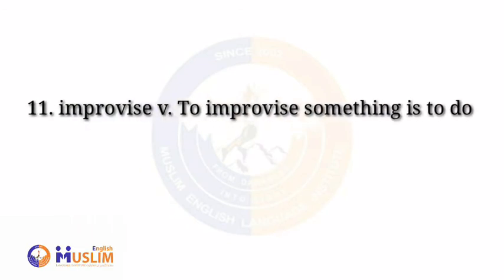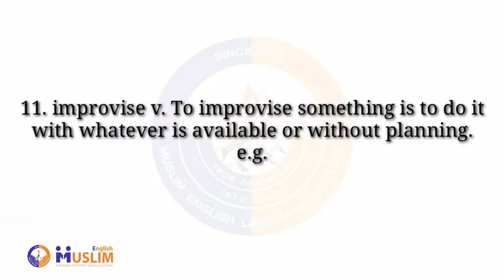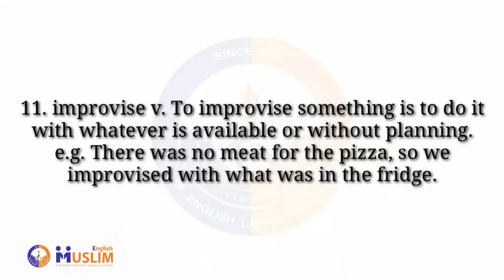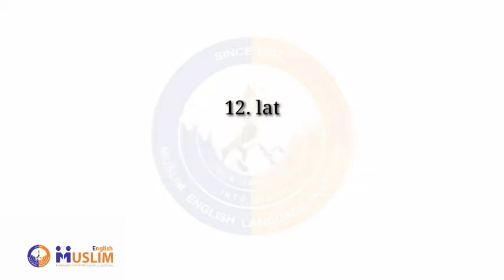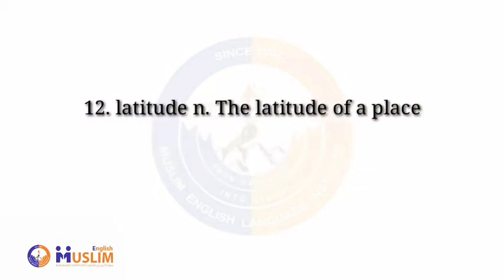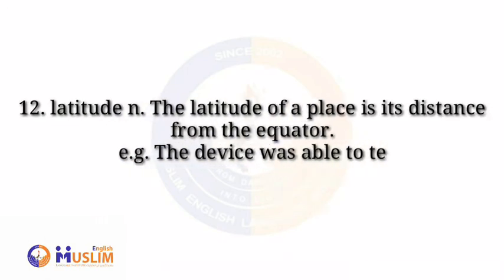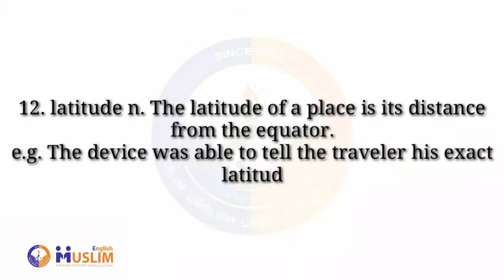Improvise. To improvise something is to do it with whatever is available or without planning. There was no meat for the pizza, so we improvised with what was in the fridge. Latitude. The latitude of a place is its distance from the equator. The device was able to tell the traveler his exact latitude.